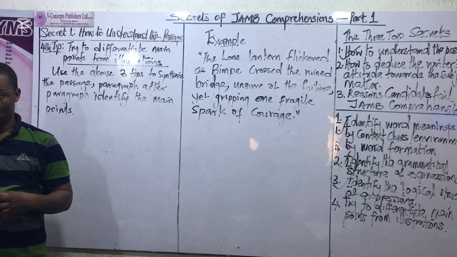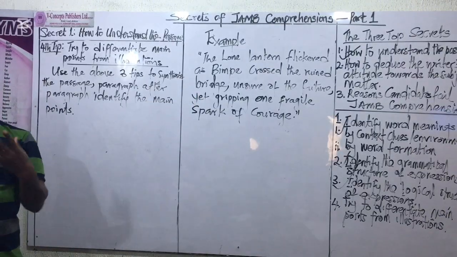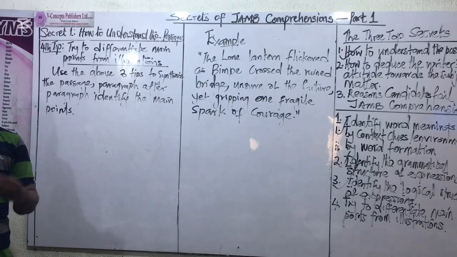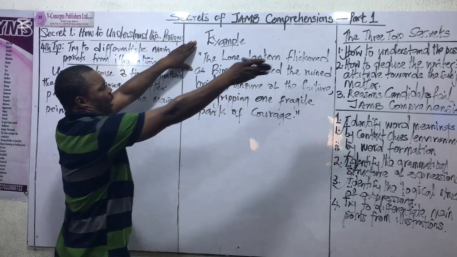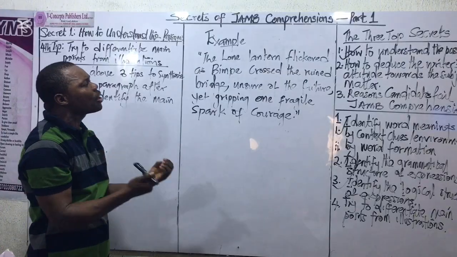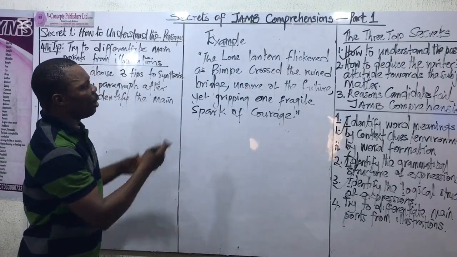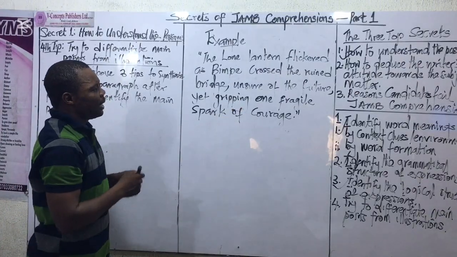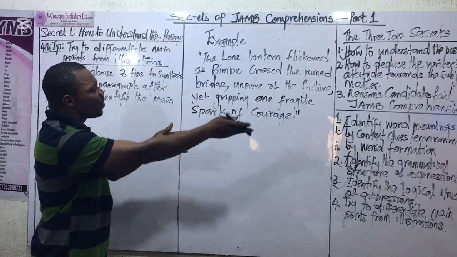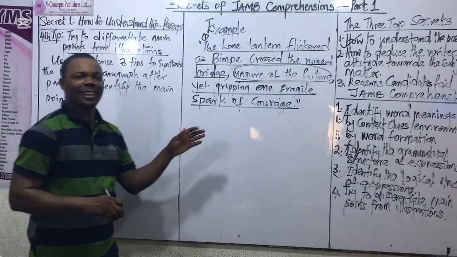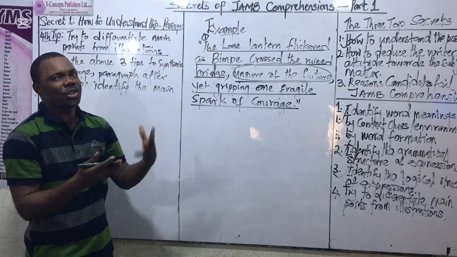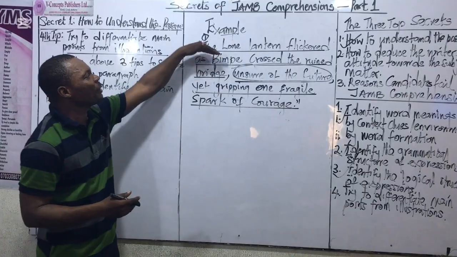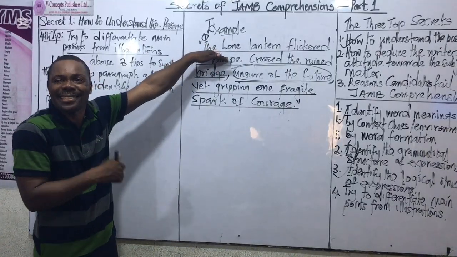Let's have an example of how to filter main point from what? Subordinate points. Although the lone lantern flickered as Binke crossed the ruined bridge on shore of the future, yet gripping one fragile spark of courage. So that the lantern went off is not the major point here. This one only happened accidentally.